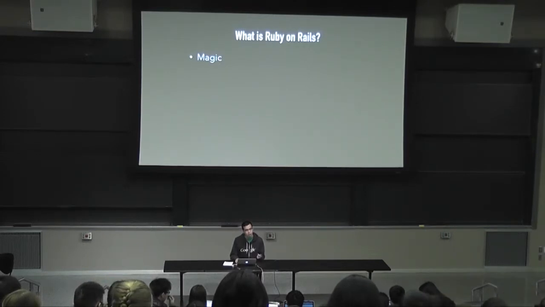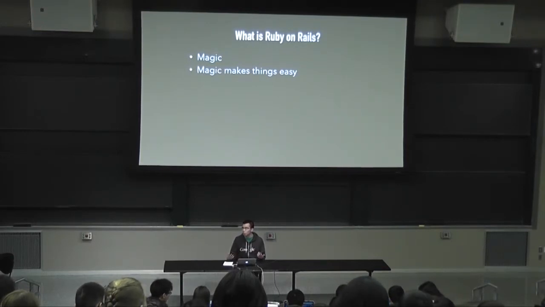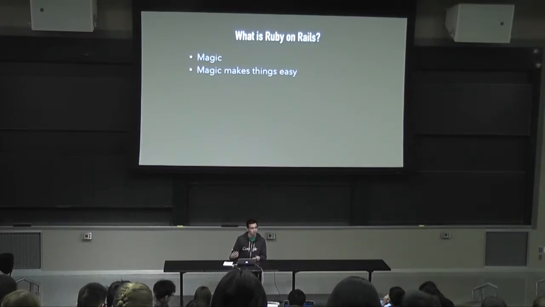So what actually is magic? Well, in the case of Ruby on Rails, magic makes things easy. Ruby on Rails is very magical because it tries to help people who are new to web programming as much as possible. So you can just type like one line, and then half of your app will be automatically generated for you because Ruby tries to help you.